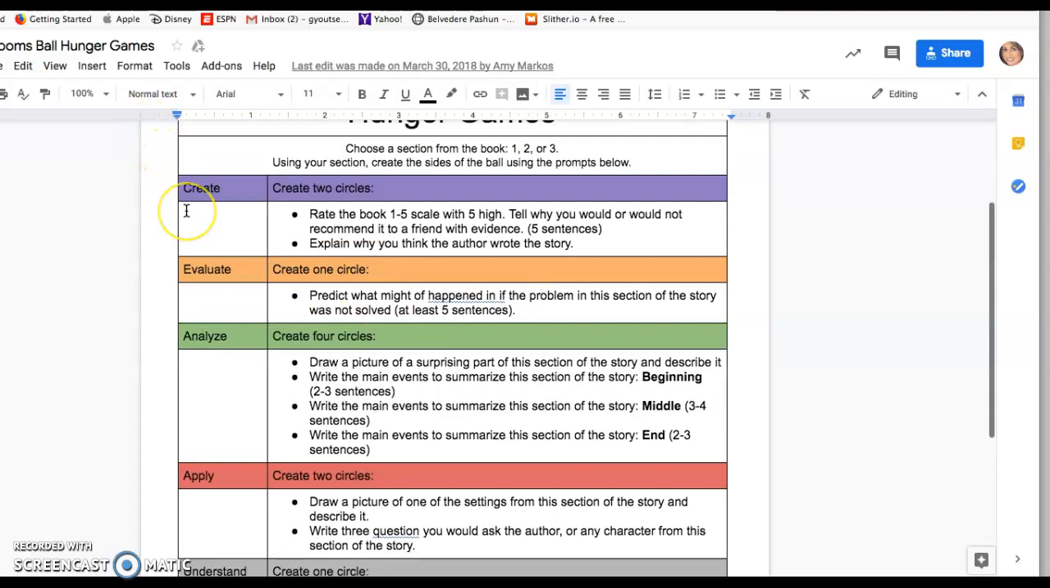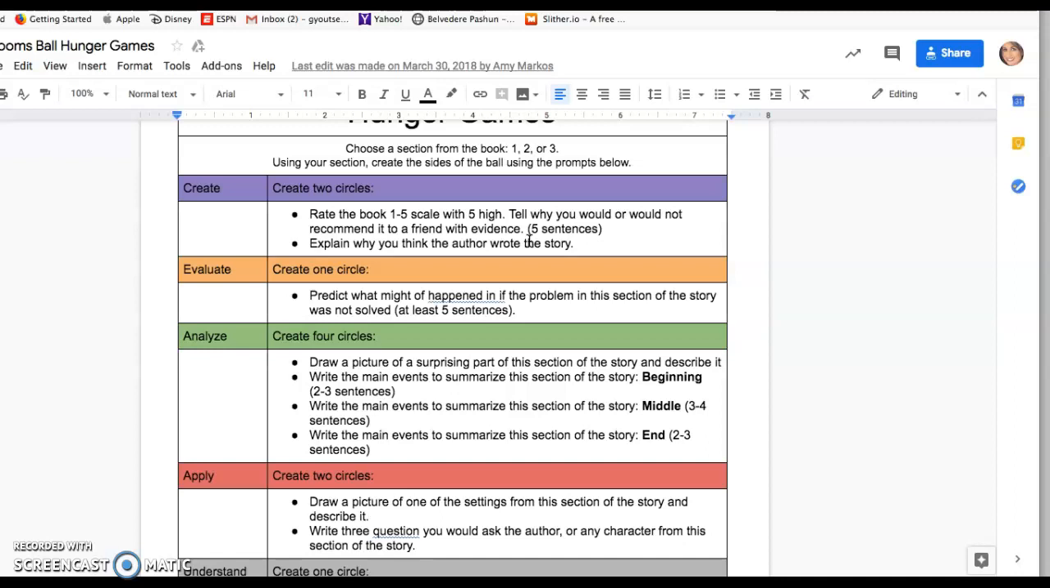Then you're moving on to the highest level of Bloom's where we're at create. You're going to use the 2 last circles that you printed out. And the first circle is you're rating the book on a scale of 1 to 5, with 5 being the highest. And you're telling us why or why not you would recommend this book to a friend, and give 5 sentences here.